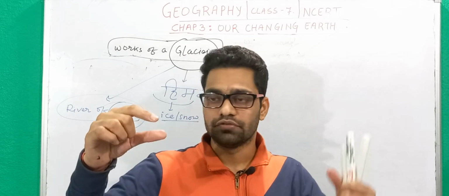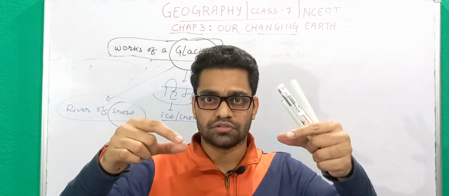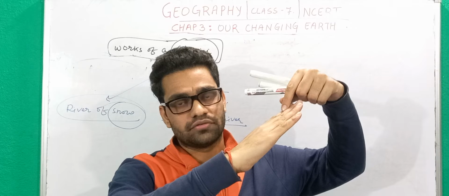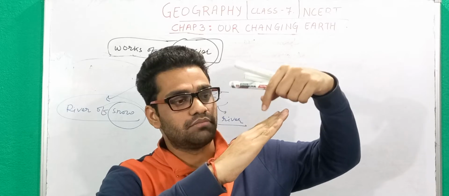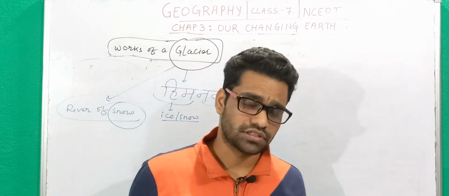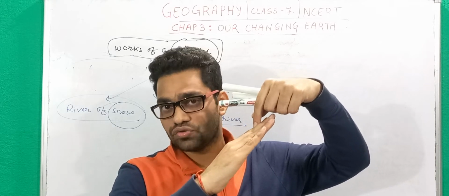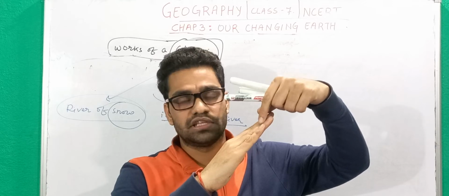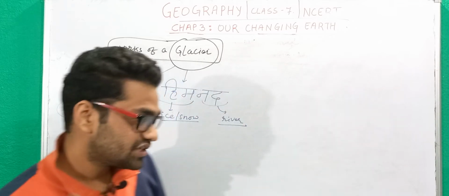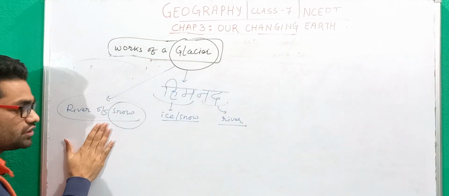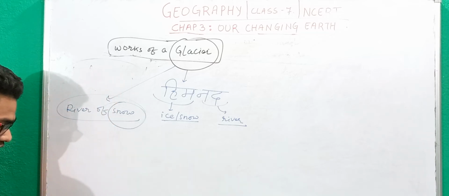What happens when you put a piece of ice and some amount of water on the same sliding plate? The water will flow very rapidly, but the snow will take time. But the amount of energy or frictional force that this snow will cause is much more than the frictional activity caused by a river. That is why the amount of erosion caused by glaciers is much higher than by rivers.